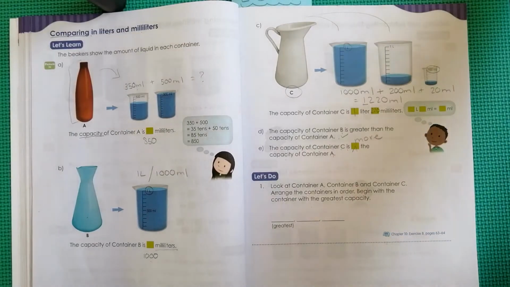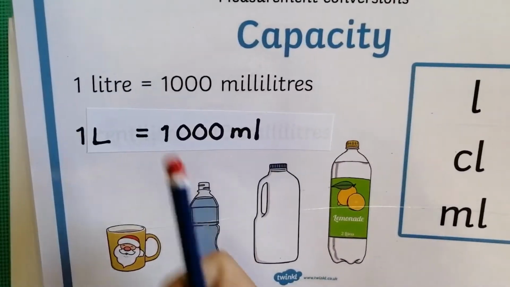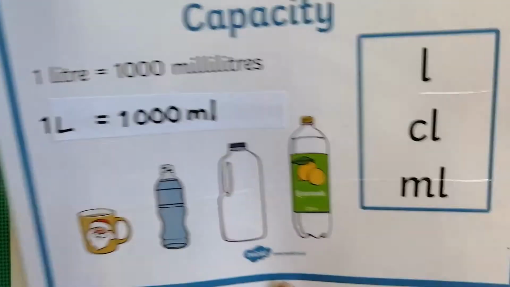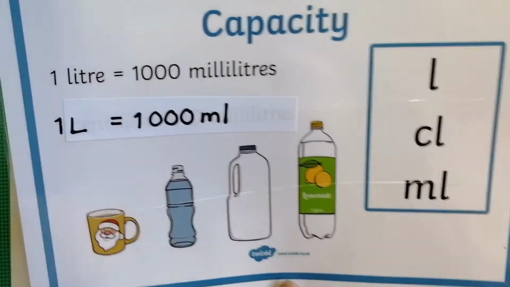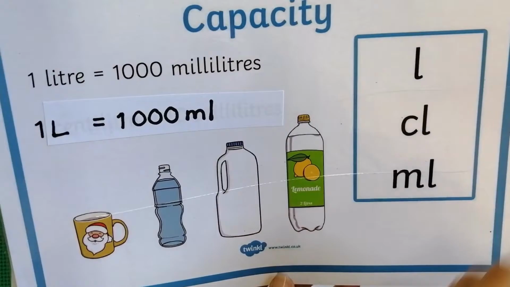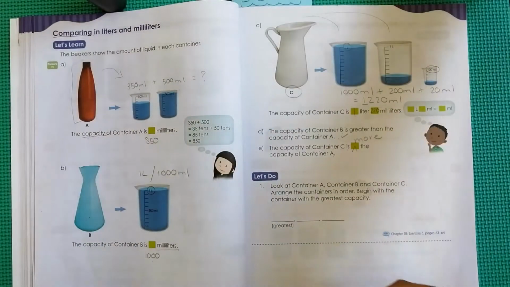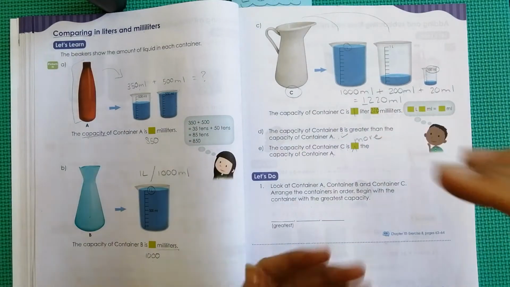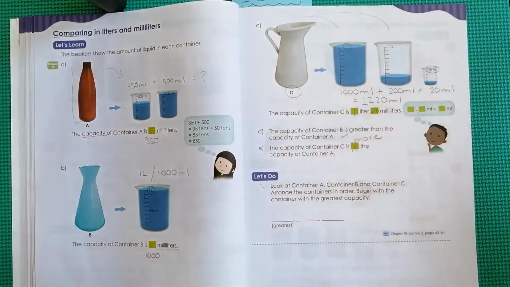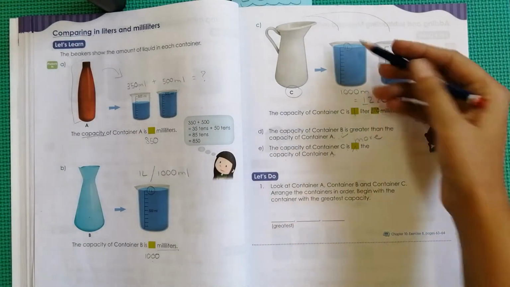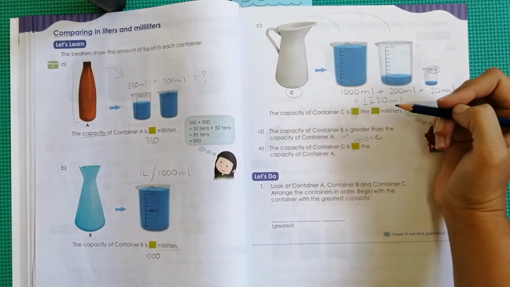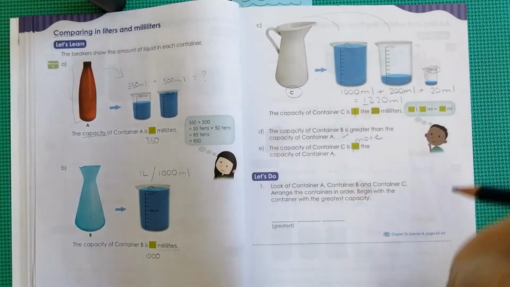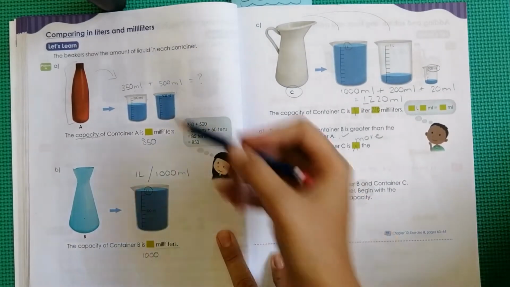Alright, to begin, I want you to remember that 1 liter equals 1000 milliliters. To find the capacity, we will try to find out the maximum that a container can hold, and the volume is the amount of liquid inside of a container. Okay, make sure you remember that. So let's have a look.